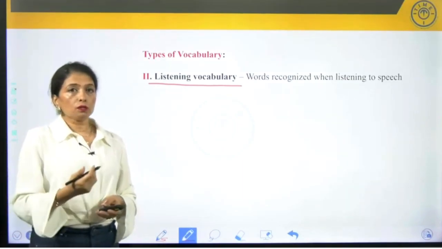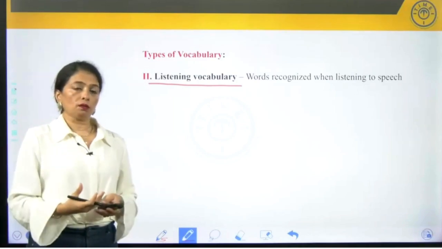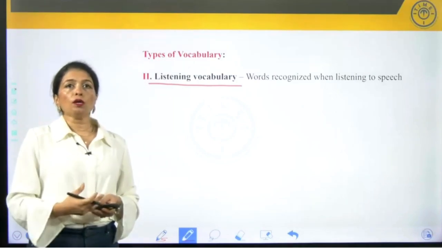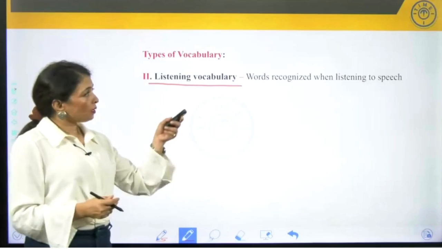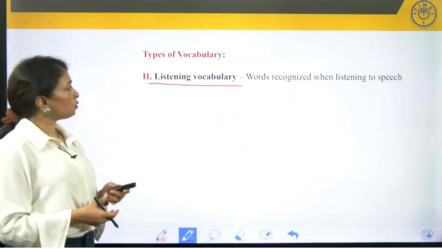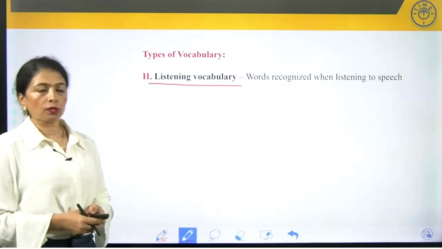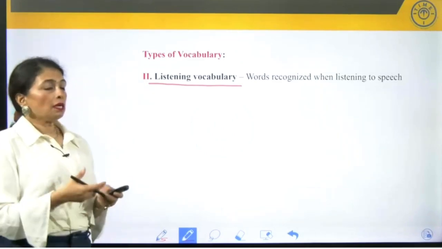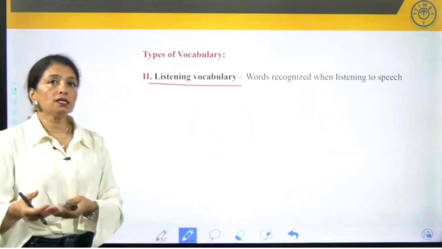So be it those words that are given to us directly, or those that float around us, we are able to listen to them, and this makes up listening vocabulary. So what does it mean? Words recognized when listening to speech.